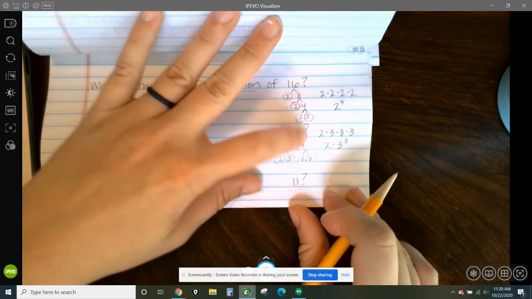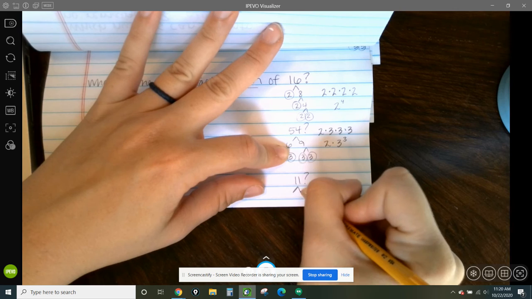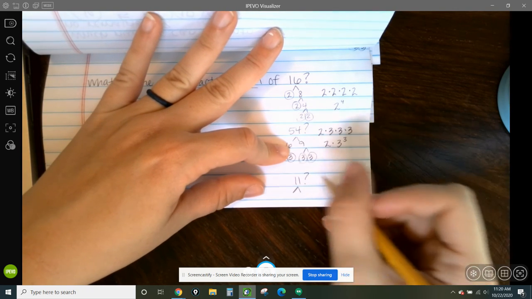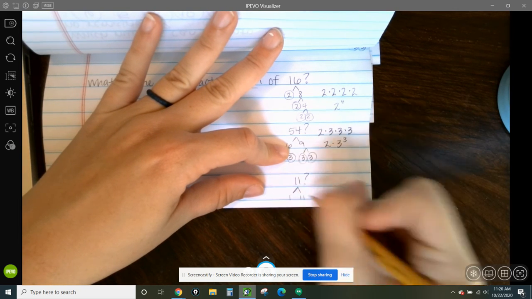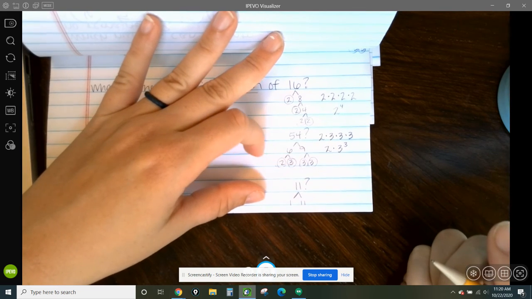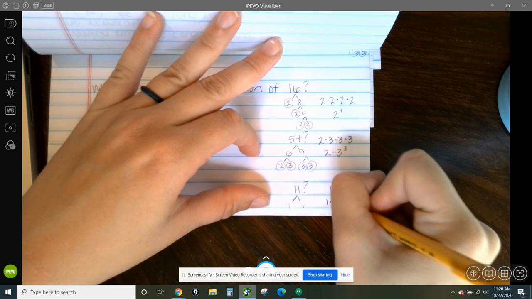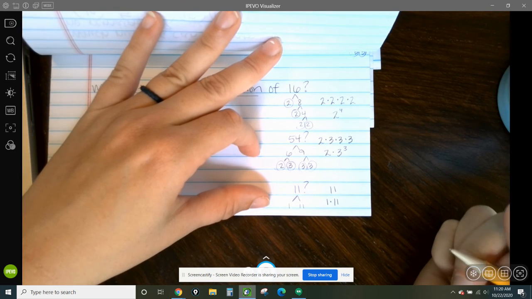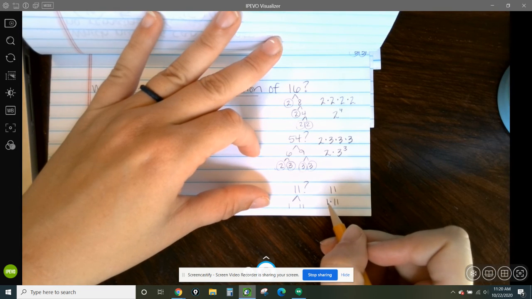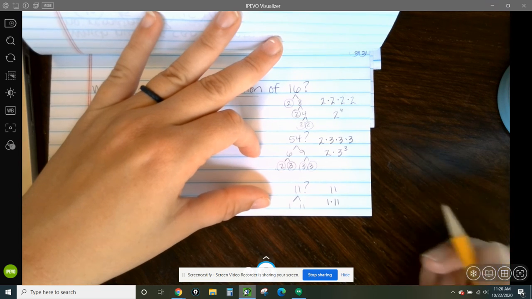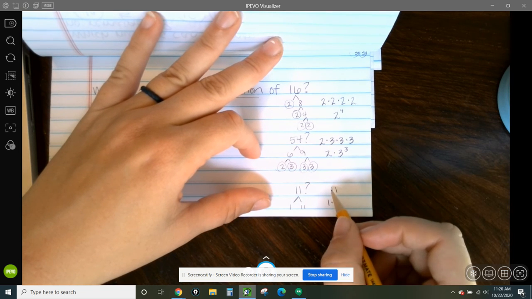Okay, and what's the prime factorization for 11? So what multiplies to be 11? 1 times 11? So 11 is a prime number. So the prime factorization for 11 is just 11. You could write 1 times 11 if you want, but that's just kind of silly because it doesn't help anything to add that 1 in front there. So if you have a prime number, the prime factorization is just itself.